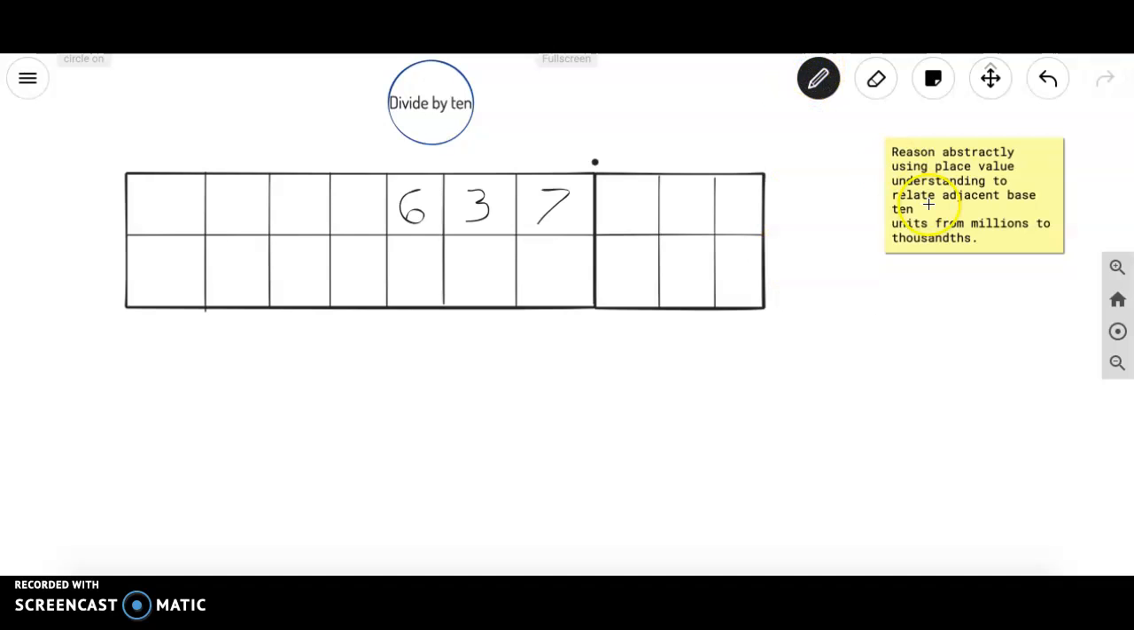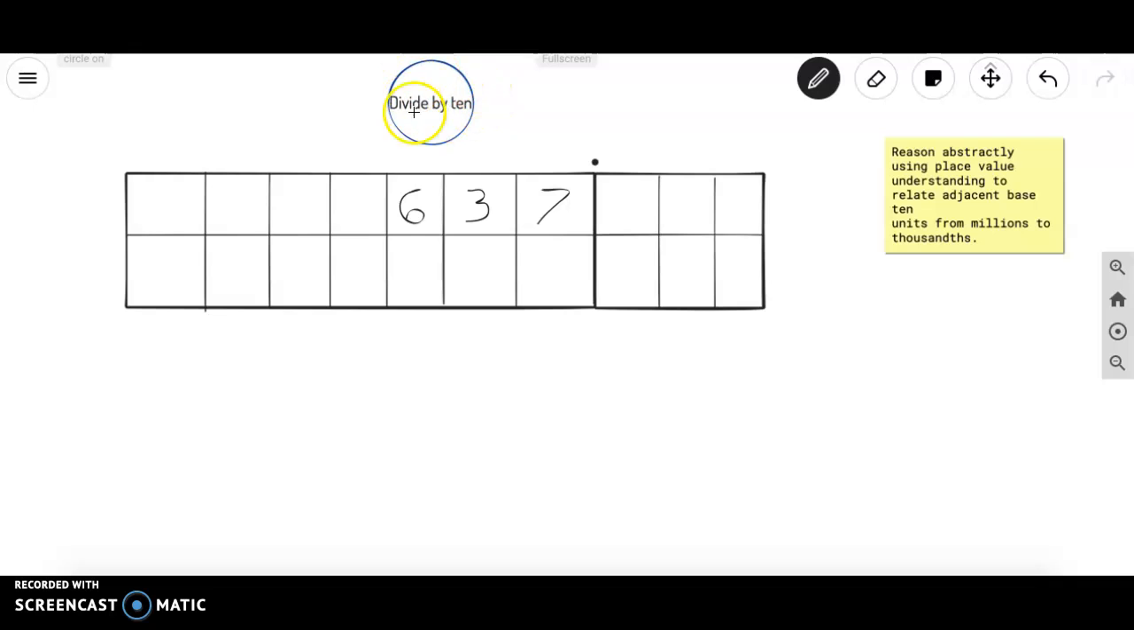This problem is following the same objective where we reason abstractly using place value understanding to relate adjacent base 10 units from millions to thousands. So you can see here I have my place value chart. I've drawn it just a little more neatly today with a little more practice, and you can see here I have my decimal point and I've extended it into the tenths, hundredths, and thousandths as well. So here we're also applying our knowledge of decimals as we bring together more concepts from fourth grade.